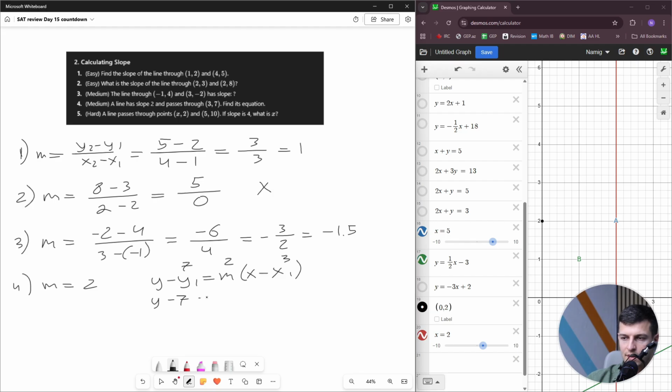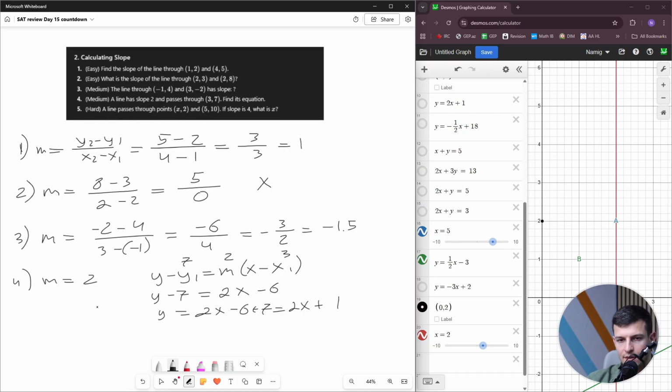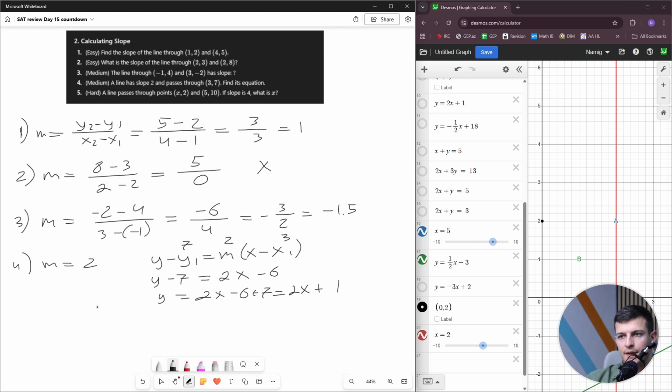y minus 7 equals 2x minus 6. I just opened the bracket. So y is equal to 2x minus 6 plus 7, and that's 2x plus 1. So there you go, that's our equation. And the last one, it says hard, but let's see if it is. A line passes through point x, 2 and 5, 10. If the slope is 4, what is the value of x?